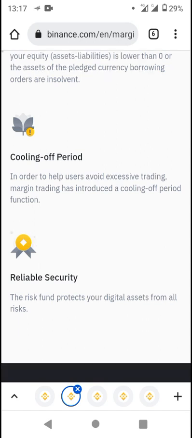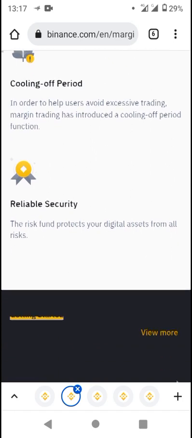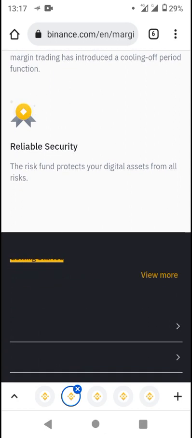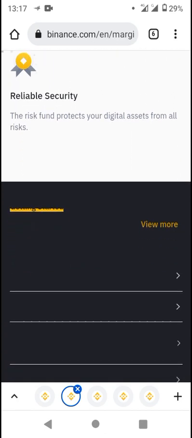So in order to help users avoid excessive trading, margin trading has introduced a cooling off period function. All you need to do is to turn on the cooling off period, and you're good to go. Binance margin trading also has reliable security. The risk fund protects your digital assets from all risk.